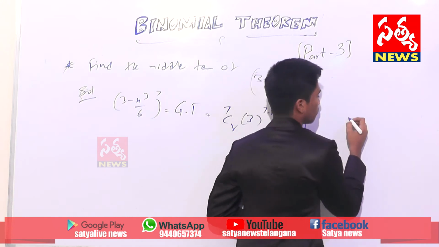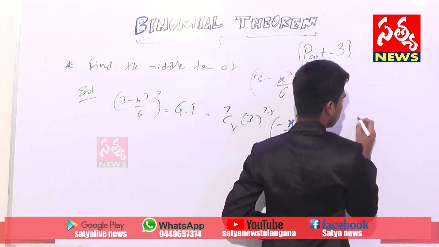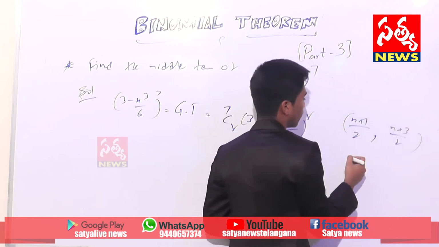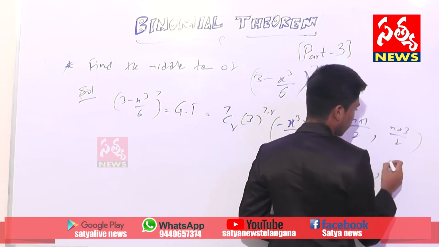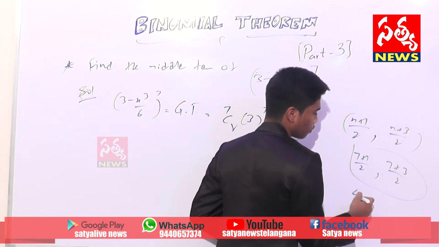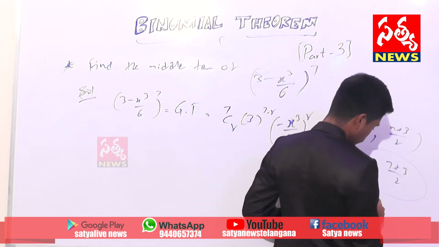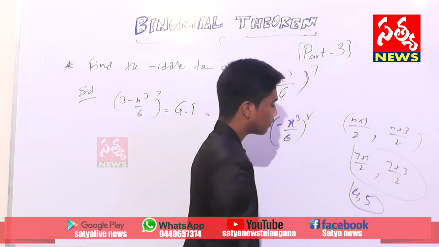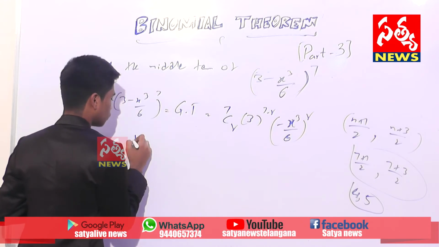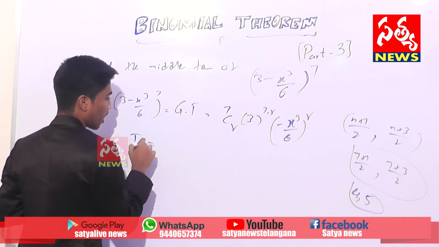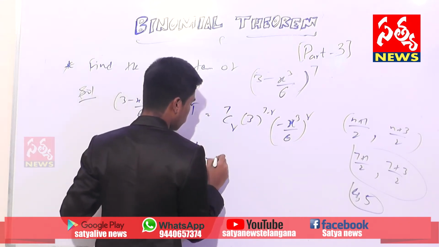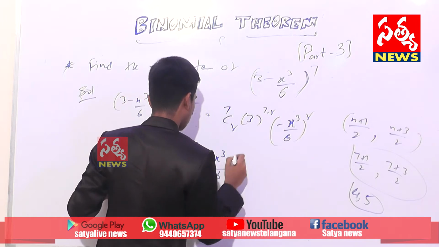Now, put the value of n, which is 7, in the formulas (n plus 1) by 2 and (n plus 3) by 2. n is 7, 7 plus 1 by 2 and 7 plus 3 by 2. 7 plus 1 is 8, 8 by 2 is 4, 7 plus 3 is 10, 10 by 2 is 5. So the 4th and 5th terms are the middle terms of the expansion. So, T4 means the r value is 3. 7C3, 3 power 7 minus 3 is 4, and minus x cube by 6 whole cube.